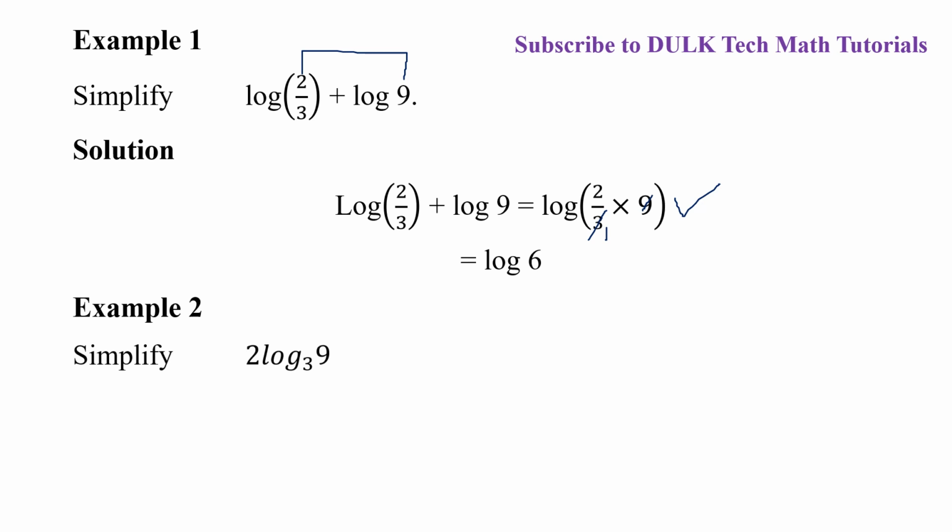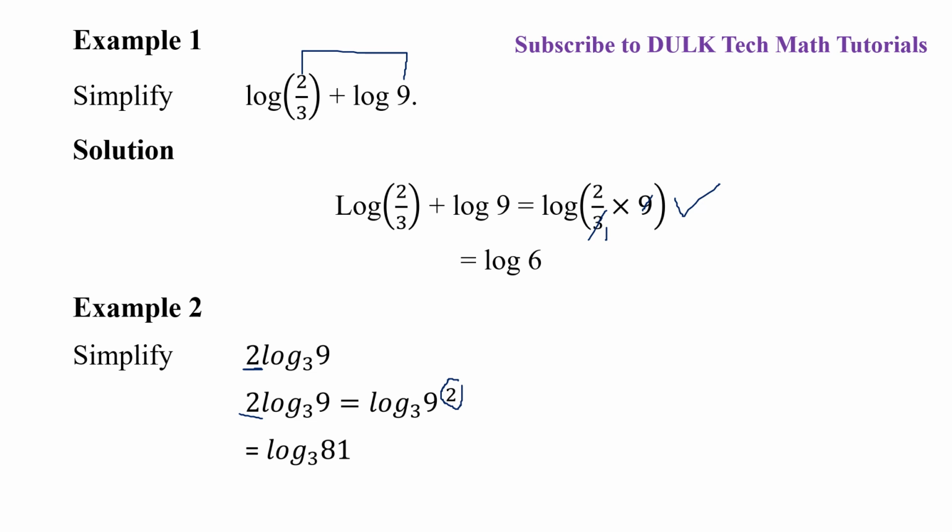Right, 2 log 9 base 3. We have two ways of simplifying this one. We can evaluate it this way. We can apply one of the laws of logarithms where we take this coefficient and make it the power, like this. This 2 is now the power here. So if we square this one, we find out that it's log 81 base 3.